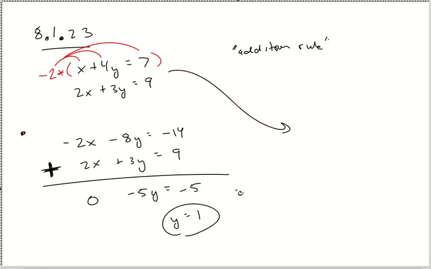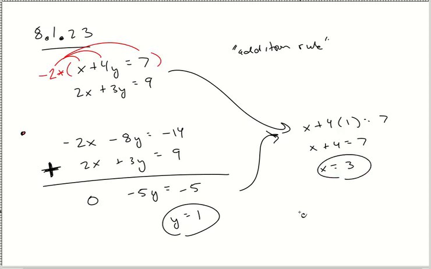And I'm going to use the top because I think it's going to be easier to plug it back in. X plus 4 times 1 is equal to 7. X plus 4 equals 7. X equals a negative... no, it's a +3. Sorry. And so, just as always, we got 3, 1. That's my X, Y.